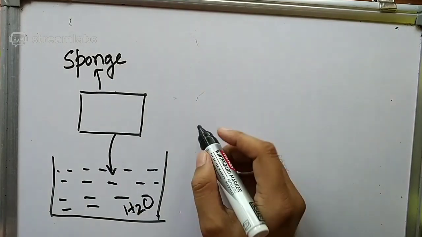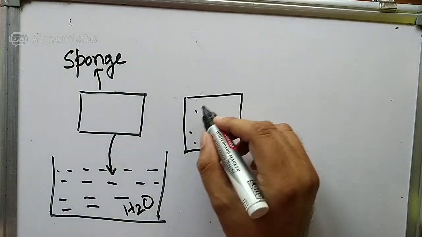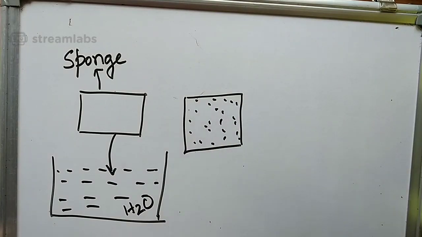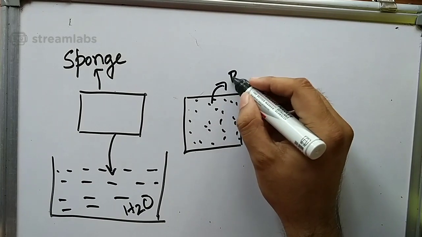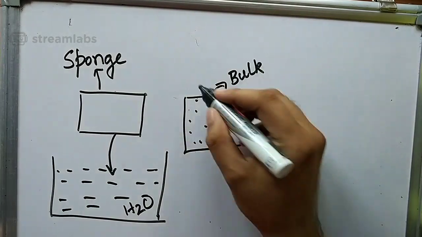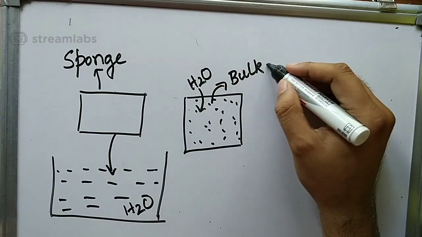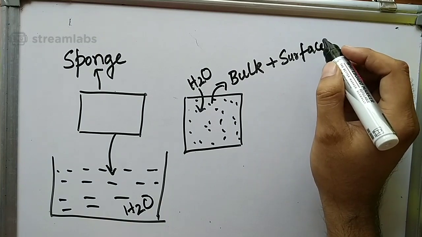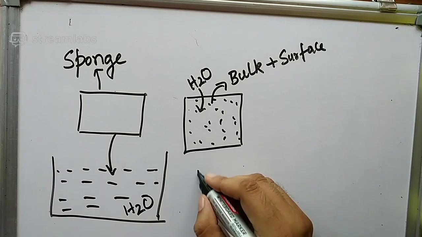When you put a sponge into water, the sponge molecules would be accommodating the water, and water enters into the bulk. Water goes into the bulk. It will be on the surface also. And this kind of thing is called as what? This is called as absorption.